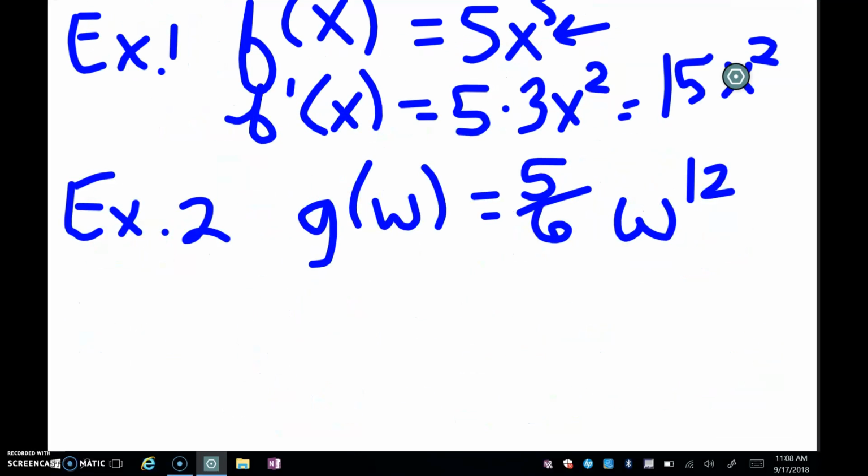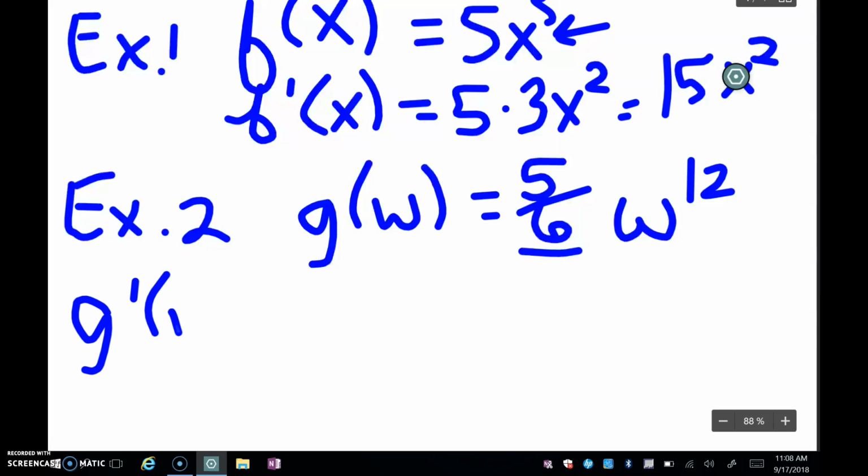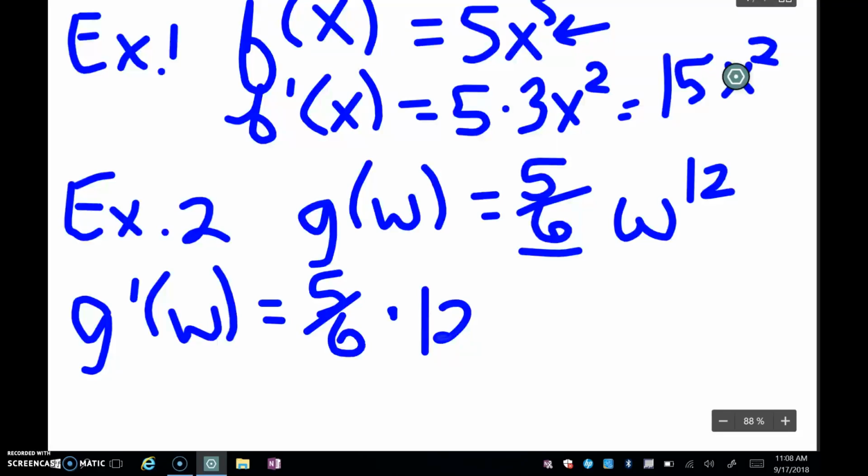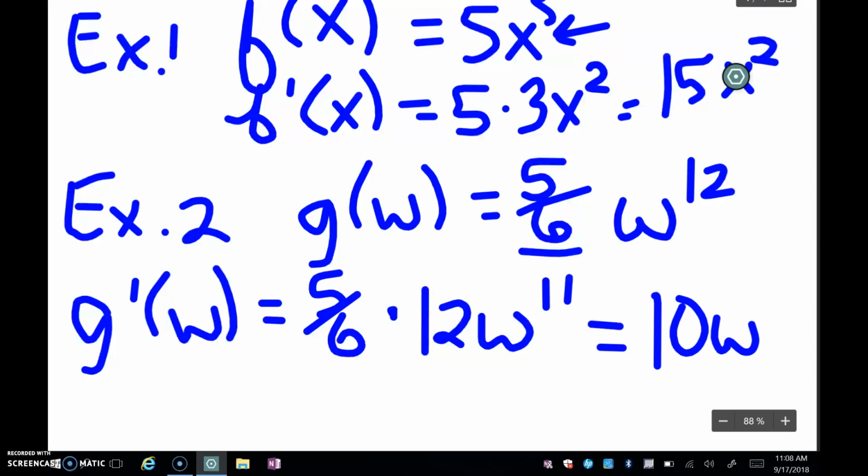This problem, g of w equal 5/6 w to the 12th. Again, you've got a constant multiplied by a variable situation, so you keep your constant. So my derivative will be: keep my constant 5/6, and multiply that by the derivative of w to the 12th, which would be 12w to the 11th. And then I just have to multiply 5/6 times 12 to get 10w to the 11th.